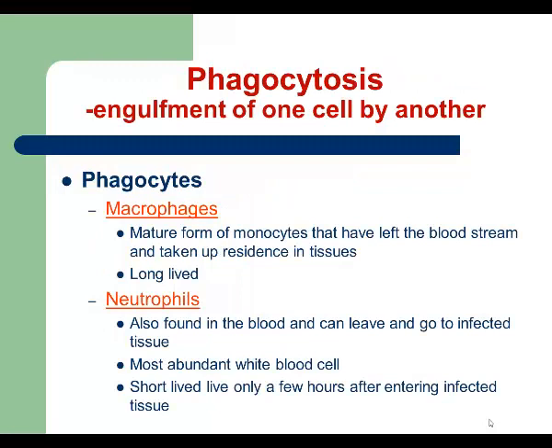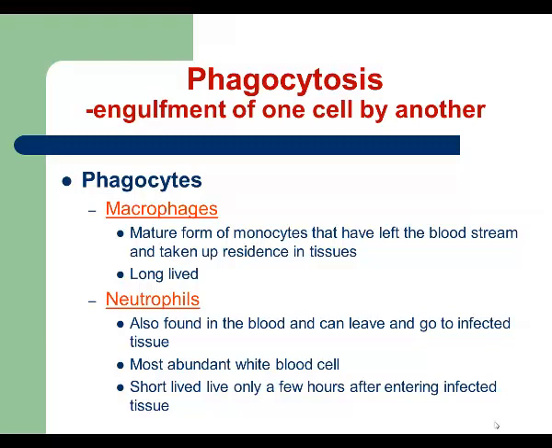We start with phagocytosis. Phagocytosis means engulfment of one cell by another. What kind of white blood cells play the role of phagocytes? Those are macrophages and neutrophils. Macrophages start as monocytes in the bloodstream, and they are long-lived phagocytes. They live in the human body for up to several months.